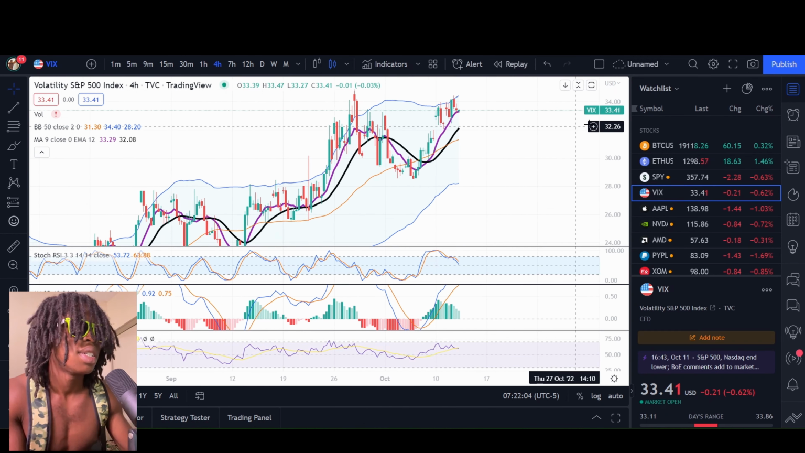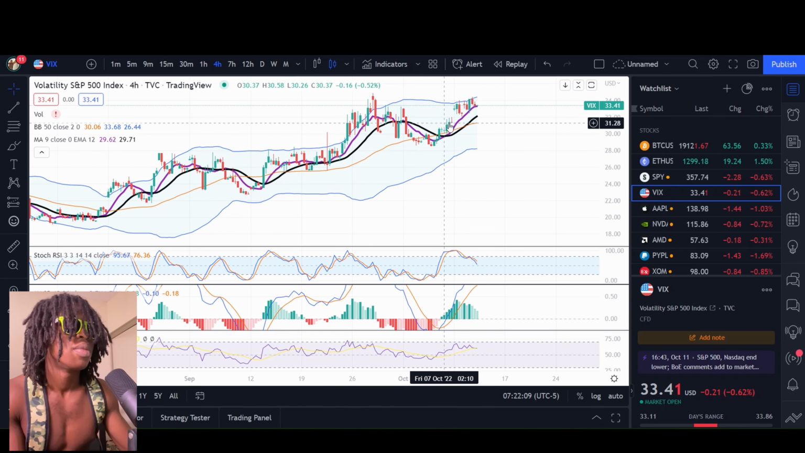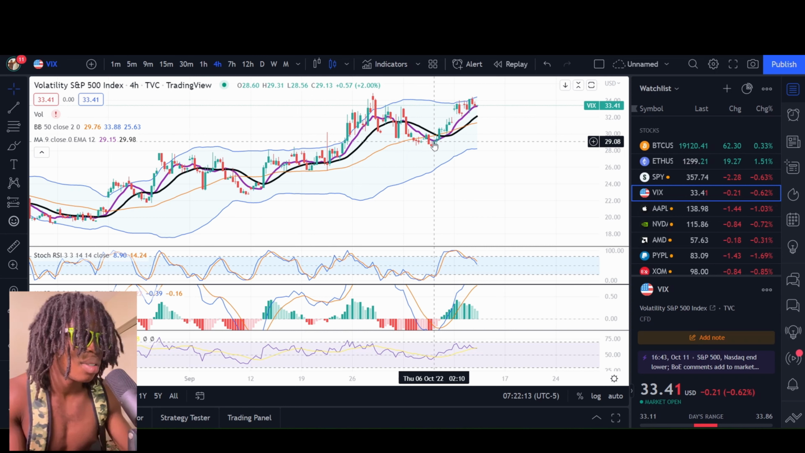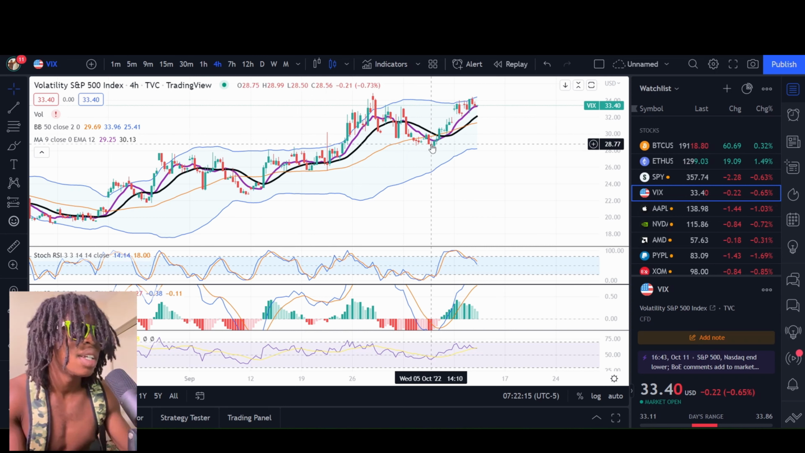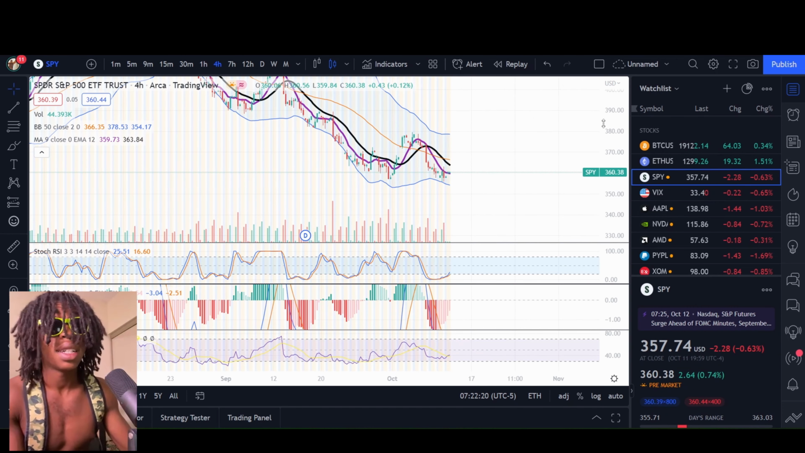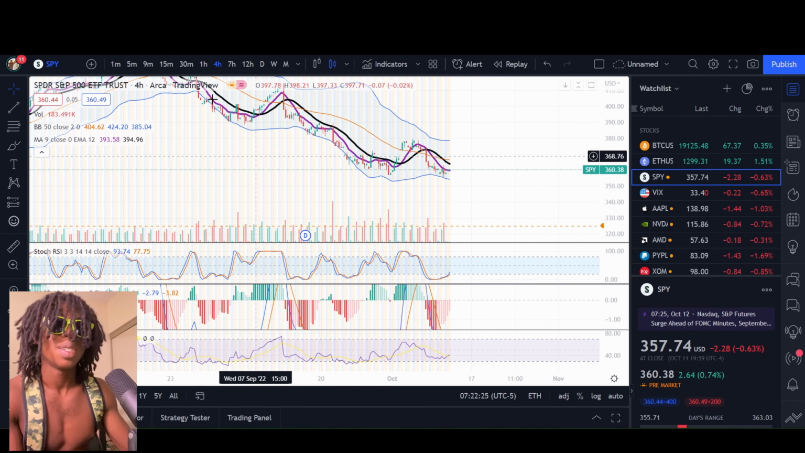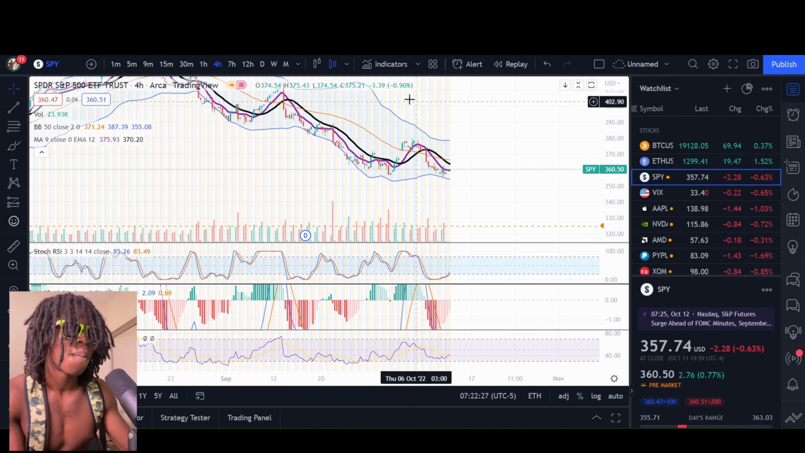So the VIX is in an uptrend. See how it's going up. Right here, this is October 6th, Thursday. Now we're gonna see what the SPY is doing on October 6th. You see the SPY is in the downtrend. The VIX has been in the uptrend for a good little minute, and the SPY has been in the downtrend for a good little minute.